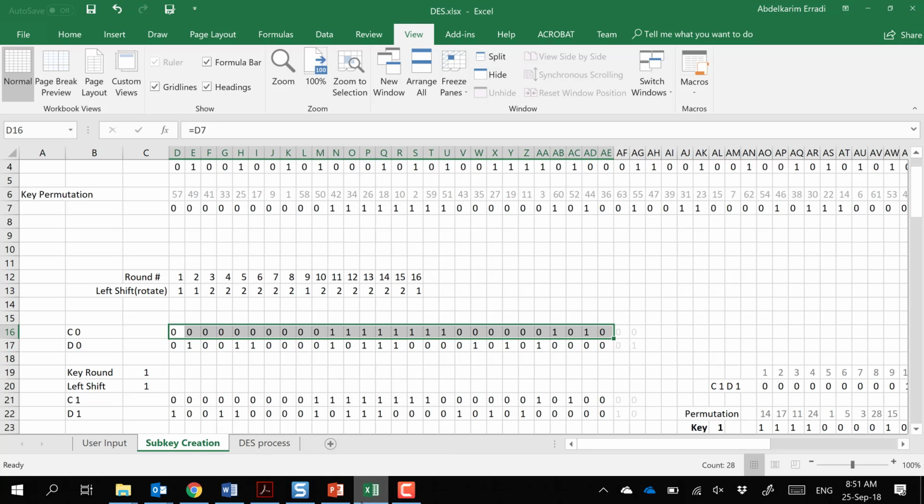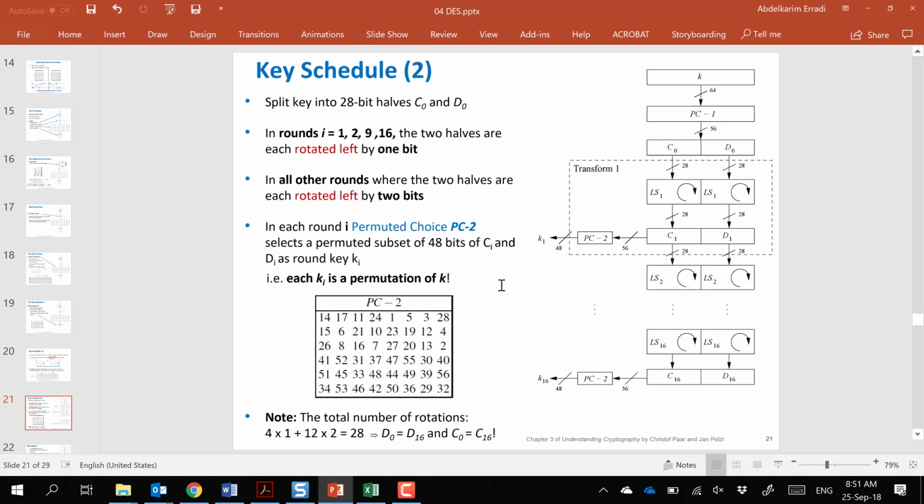Okay, once I do this shift to the left, by the way, for rounds 1, 2, 9, 16, I shift by 1. For other rounds, I shift by 2. This is not my saying, this is what the DES designers say. Once I shift each side of the key, left side and right side, I still have 56 bits. What I need to do is produce out of these 56 bits how many bits? 48. How do I produce these 48 bits?